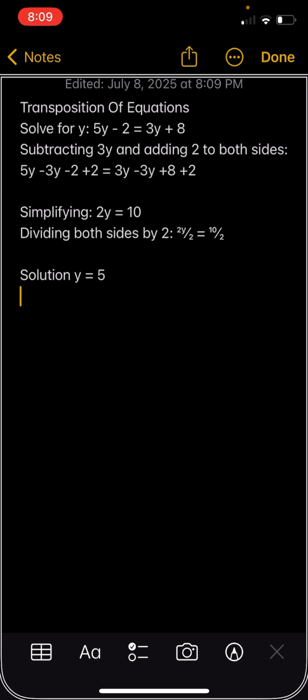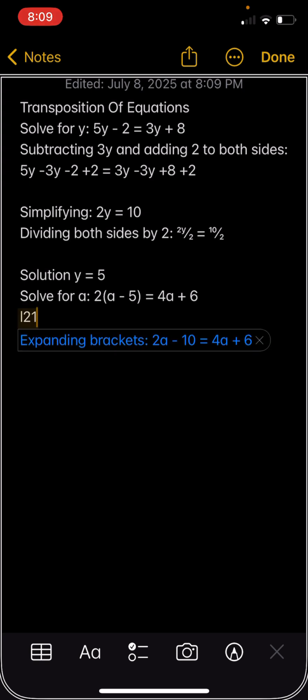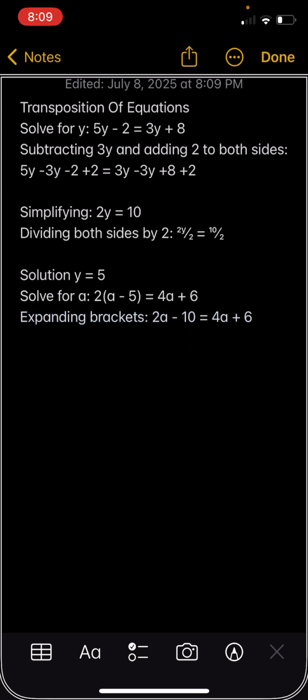The second one. Here we have a parenthesis on the left side. We have to first of all expand that parenthesis if we want to do anything with this equation. So we have to distribute that 2 within the brackets. And so we will end up with 2a minus 10 on the left side. On the right side it remains the same, 4a plus 6.